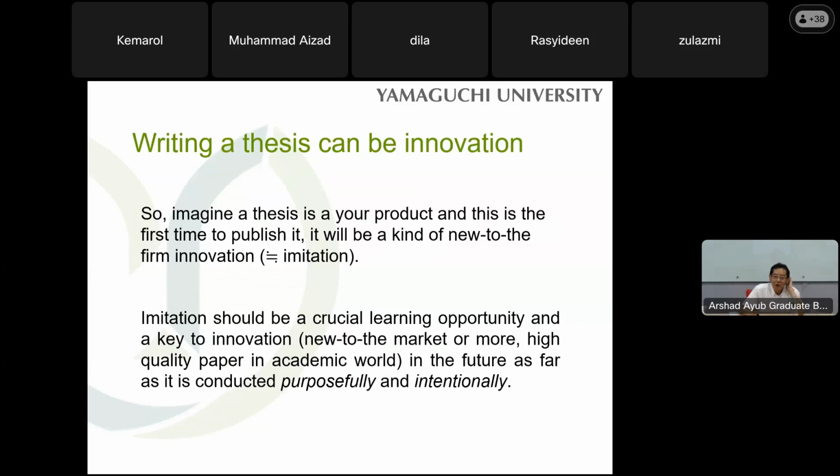Then you may understand why I say writing your thesis is a kind of innovation. Imagine your thesis is your product, and this is the first time for you to publish it. If it's not just a copy, it will be a kind of new to the firm innovation.